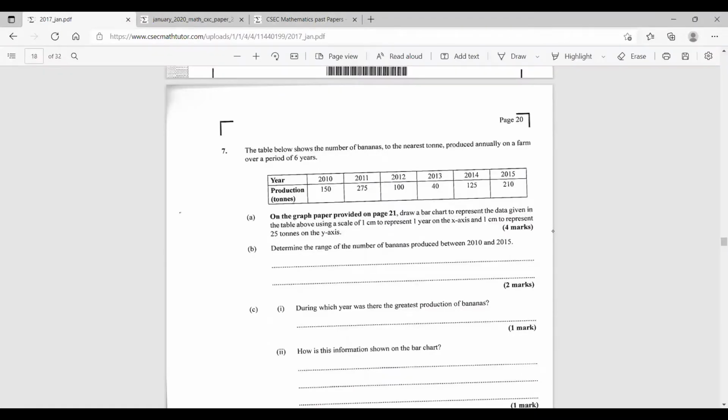Right, so the table below shows the number of bananas, to the nearest ton, produced annually on a farm over a period of 6 years. So remember, you want to take your time and read the question, read the information, and ensure that you are understanding what they are actually trying to analyze. On the graph paper provided on page 21, draw a bar chart to represent the data.